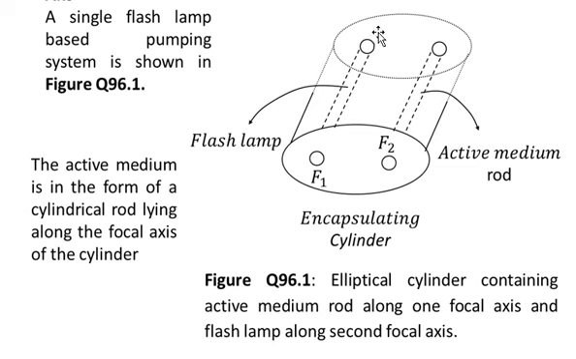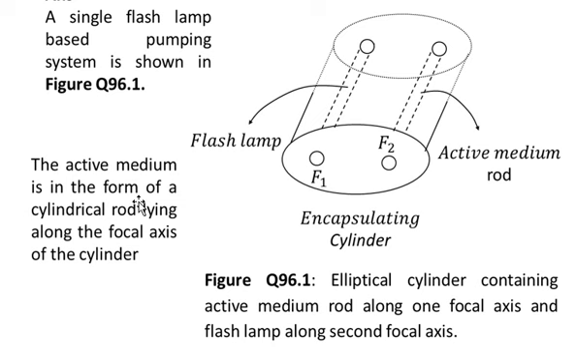Flash lamp is placed at one of the foci along this cylindrical shape, whereas the active medium rod is placed parallel to the flash lamp at the position of the second focus of the ellipse along its cylindrical path. So you can see that the flash lamp and the active medium rod are parallel to each other, respectively located at foci F1 and F2. And this whole assembly has a cross-sectional view as of a cylinder. So that's why this is an encapsulating cylinder.